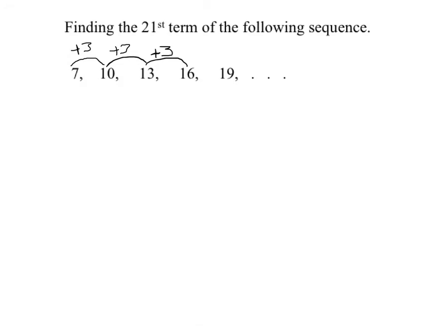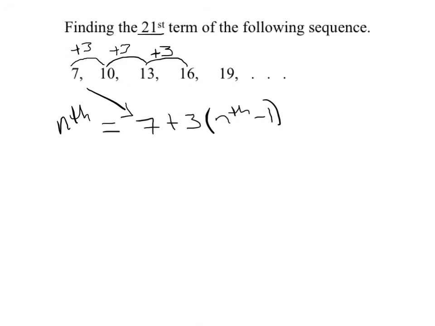So we're finding our nth term. For that, we're going to need the first number in our sequence. In this case, it is 7. We're going to add 3 because our sequence is increasing by 3. We're going to multiply that by our nth term minus 1. Now, in this case, we know the nth term we're looking for is the 21st. So we'll go ahead and plug that in.